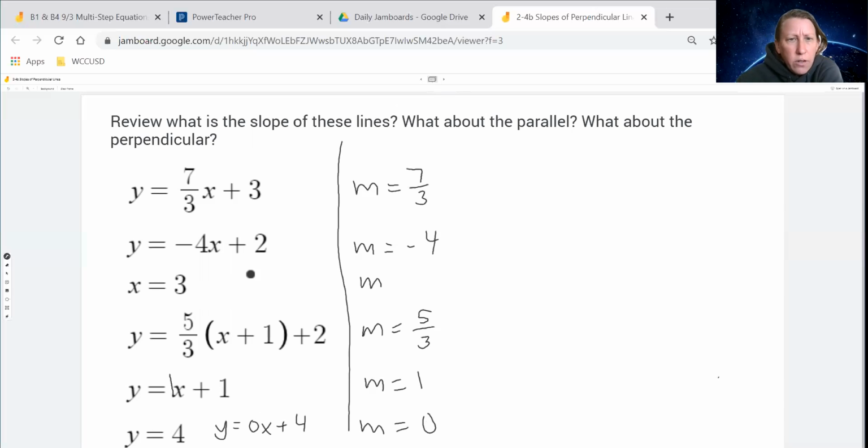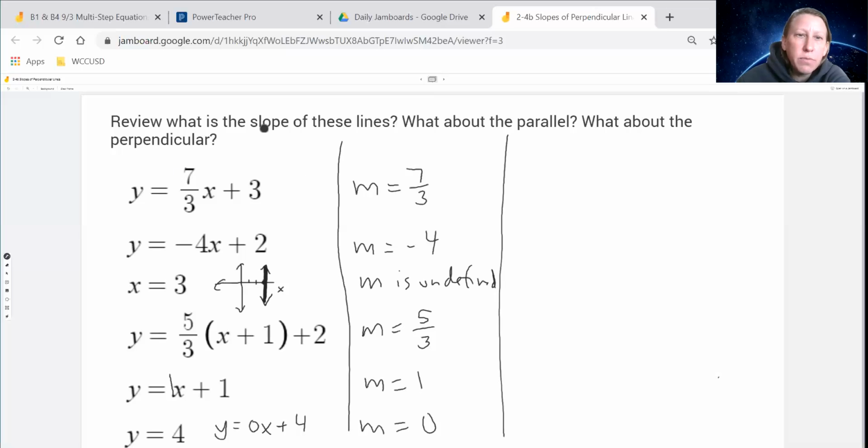Okay, let's check out this one. Let's remember what this looks like. This is a graph. This is the x-axis, and this is the point x equals 3. x equals 3 is right there. So if I have a line that's called x equals 3, it's going to be an up and down line just like this. This line is the line x equals 3. So what kind of slope is that? That is undefined.